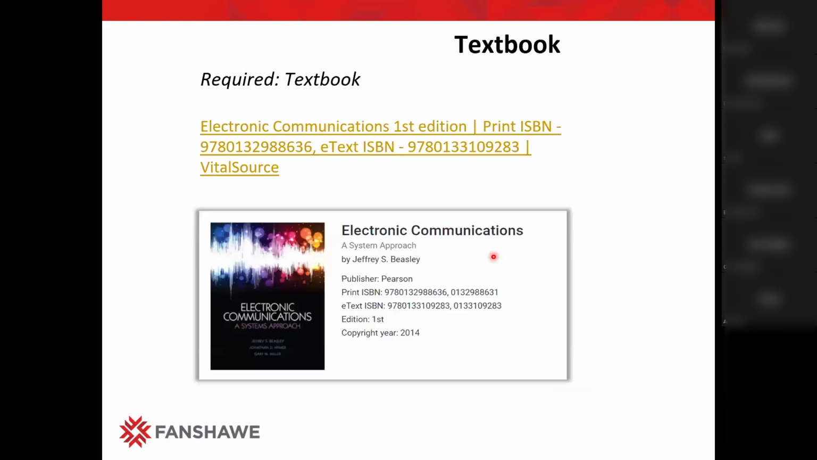All right, we've gone through this page here. Textbook: here's the electronic version of the textbook. Here's the link. Is there a link here?